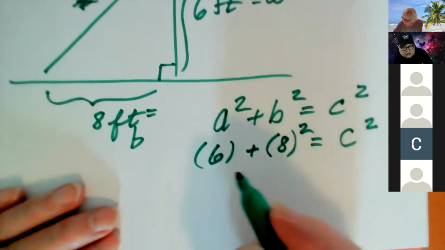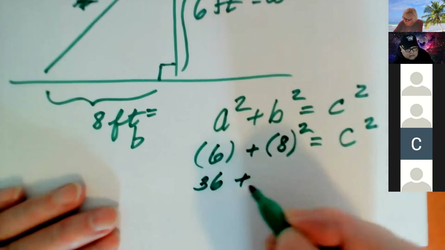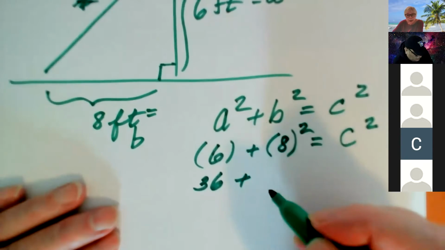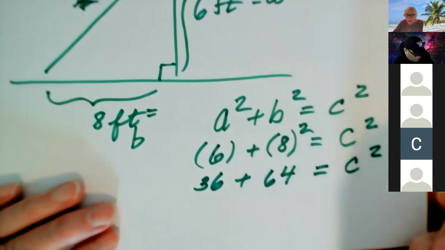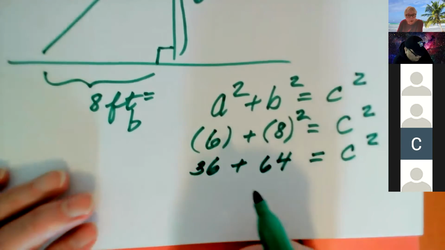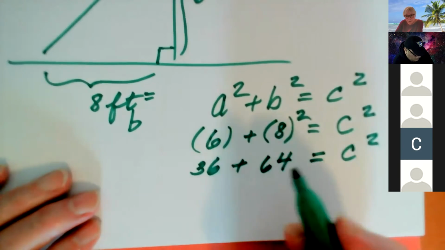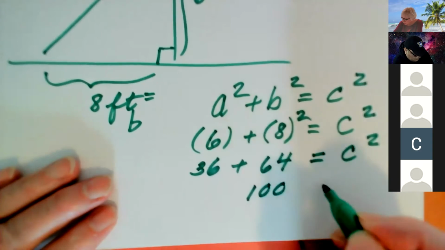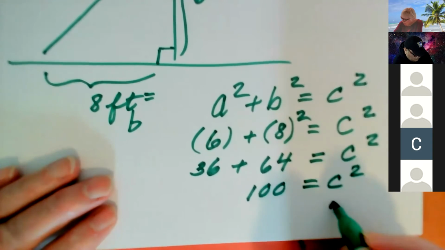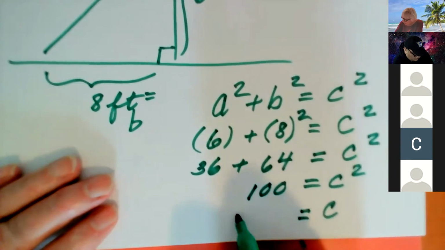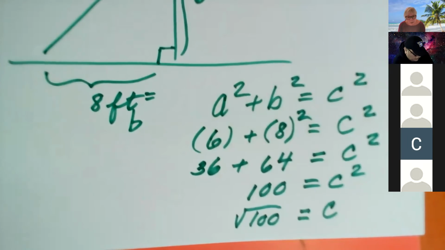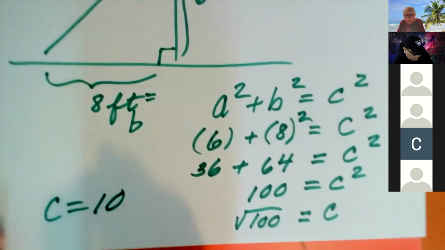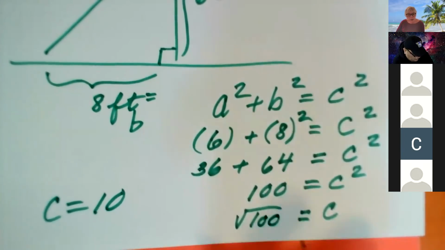So 6 times 6 is 36. 8 squared is 64. So 36 and 64 happens to be 100. So the length of the ladder is the square root of 100, which is 10. Exactly right. So we need at least a 10-foot ladder to make it.